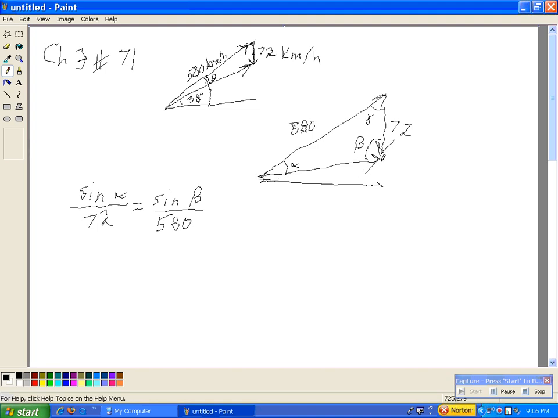But here we can find beta. We know that this one is 38 degrees. So this wind from the north is straight down, so it's making a 90-degree angle here. So we could figure out this one. All angles of a triangle add up to 180. So 90 plus 38, 180 minus that, gives us the magical 52.